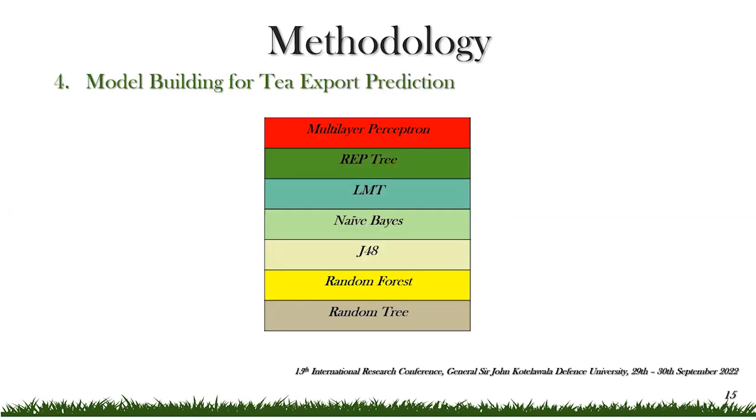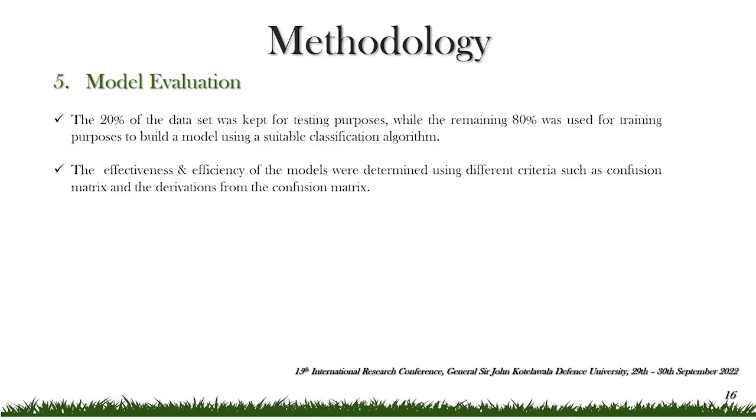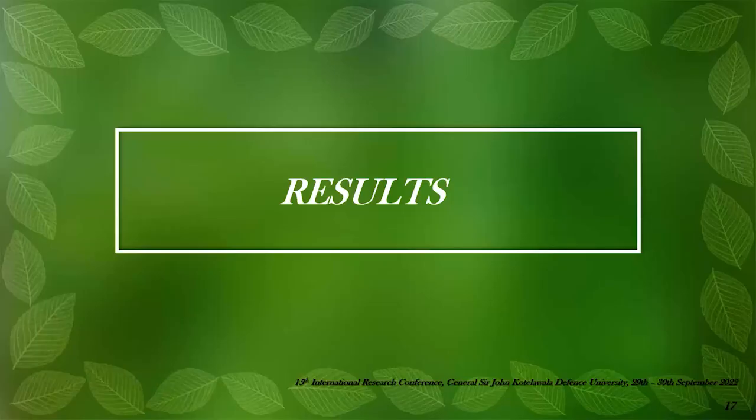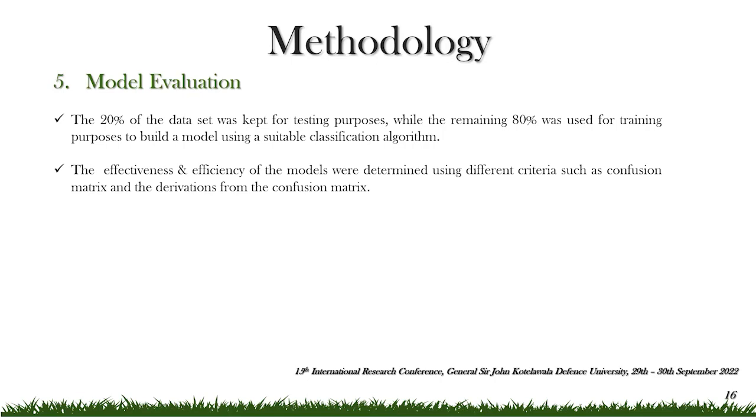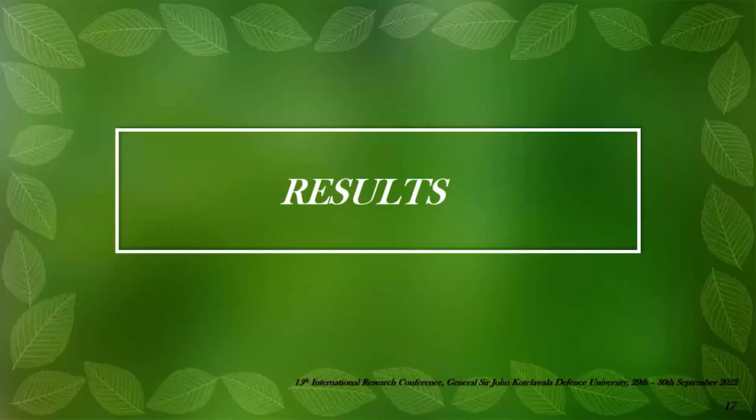And then the model was built with the help of WEKA software to predict the tea export. Here, 9 different classifiers were used. The model was evaluated using 20% of the final data set, and 80% of the data was used to train the model that was built. The effectiveness and efficiency of the model were evaluated using the different criteria of the confusion matrix.